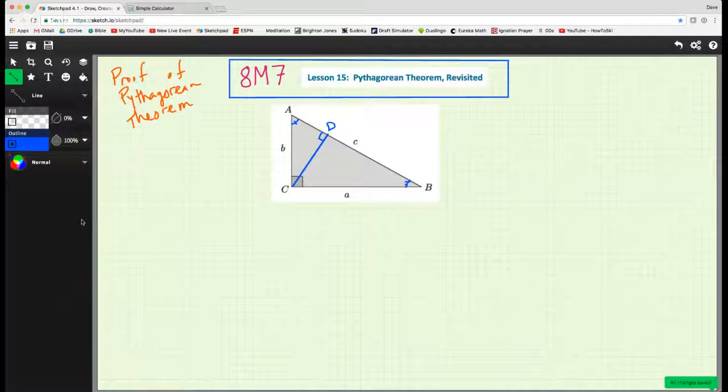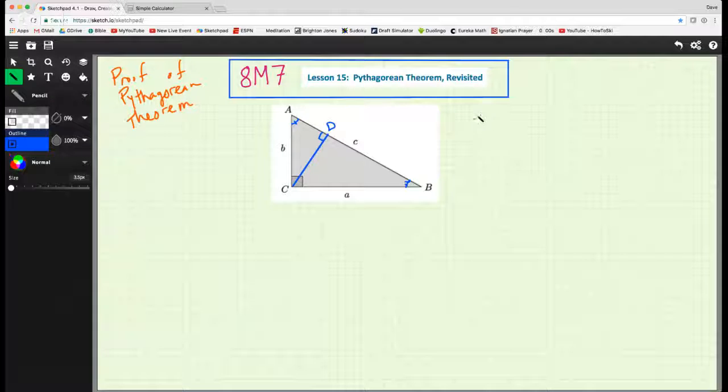Right. Okay. So now we have actually three triangles. We have a big triangle, and then we have two little triangles. So here's our big triangle, ABC. Then we have triangle ACD, and then we have triangle DCB. Okay, and now the interesting thing to notice is that these are all similar triangles.